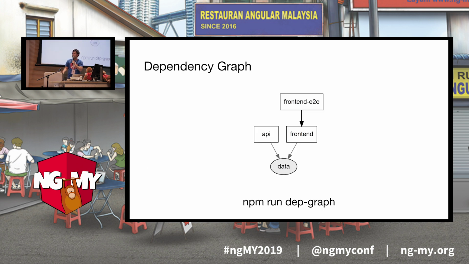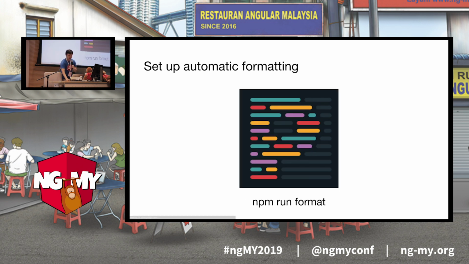And with Nx, we can visualize the dependencies of each library and app using the command npm run dep-graph. And Nx already sets up Prettier, so we can use the command npm run format to format our code. And normally we integrate this tool with lint-staged to format our code before we commit the code to Git.